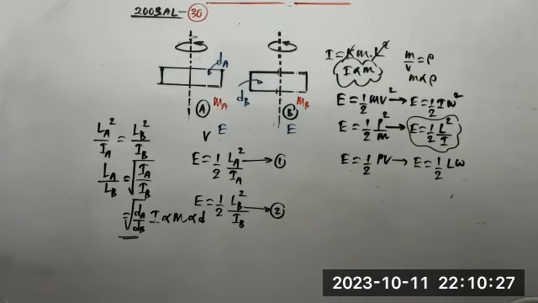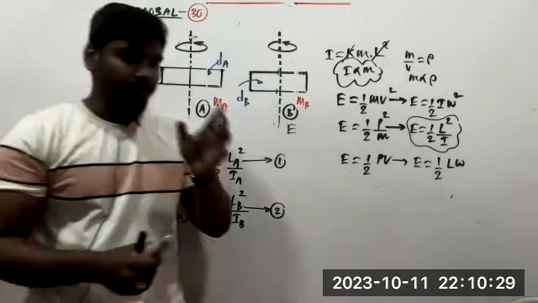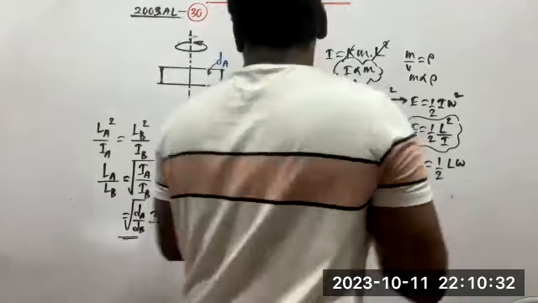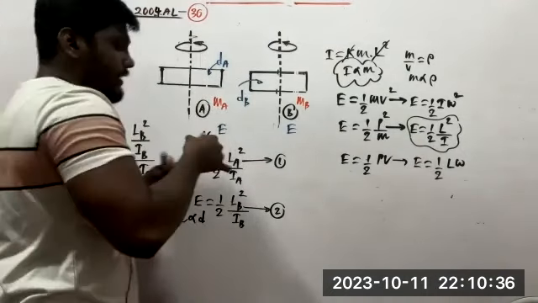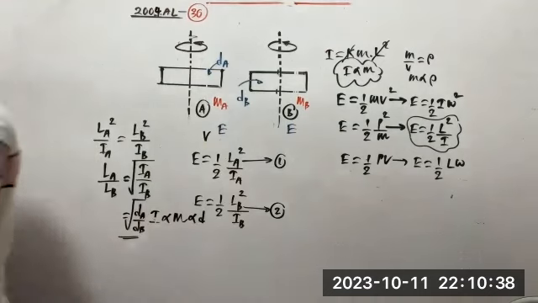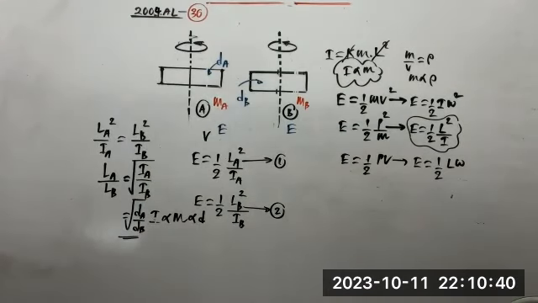Then we'll go to 2004 A level. This is a very important question. 2004 A level. Give me a second. When you hear lagging, let me know again. 2004 A level question number 18.